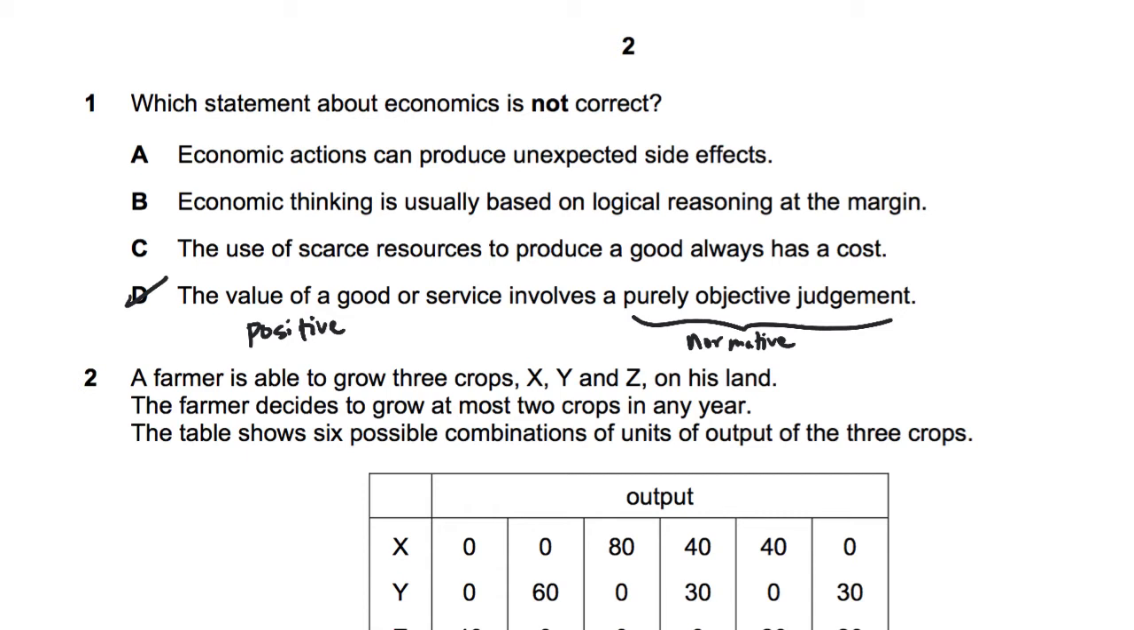Why are other statements wrong? The first one says economic actions can produce unexpected results, and the answer is yes. These are called negative externalities or positive externalities that can come about because of any transaction. B says economic thinking is usually based on logical reasoning at the margin, and yes, decisions are made at the margin. We look at marginal benefit and marginal cost of a decision. C says the use of scarce resources to produce a good always has a cost, and the answer is yes, there will be a cost. We call that opportunity cost of using resources. So even C is wrong.